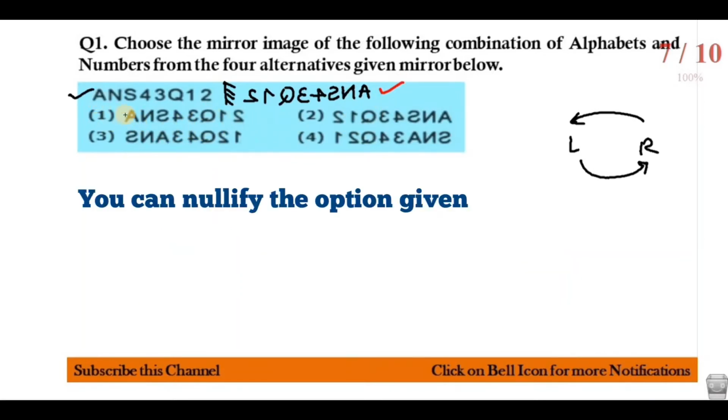Here in the first option, A is at the first position, so that is not following the lateral inversion principle, so it is wrong. Then the second option: 2, 1, Q, 3, 4, S, N, A, it is correct. Here the positions of 1 and 2 are changed, so it is wrong. Here also the position is changed, so it is wrong. So option 2 is correct based on the lateral inversion principle.